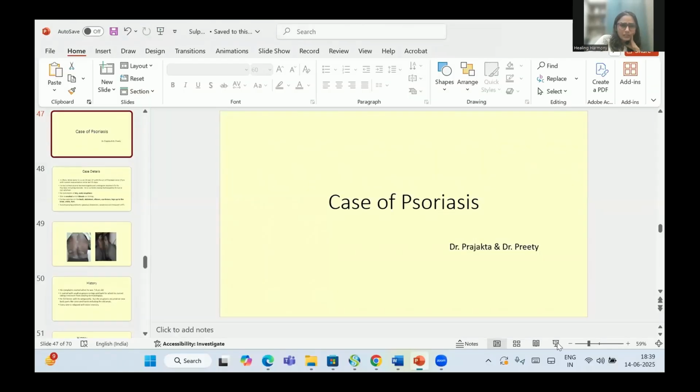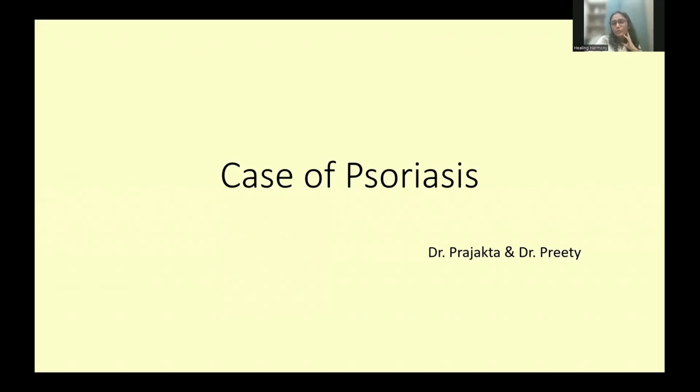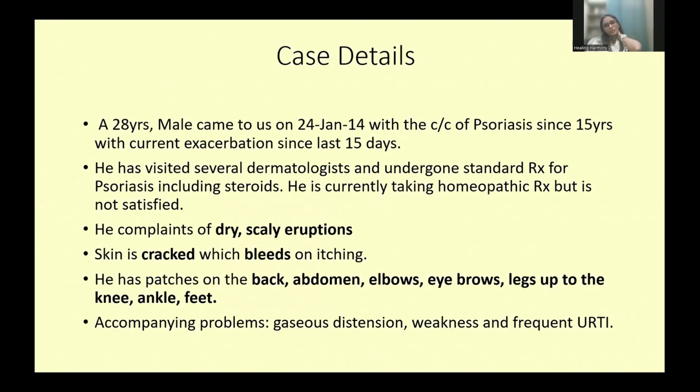So let's do some cases. I think that will be interesting. I will share my screen so that all of you can see. First, I will do a short case. This is a very old case. I presented it somewhere in 2015, and by then the patient was better, so it's very old.